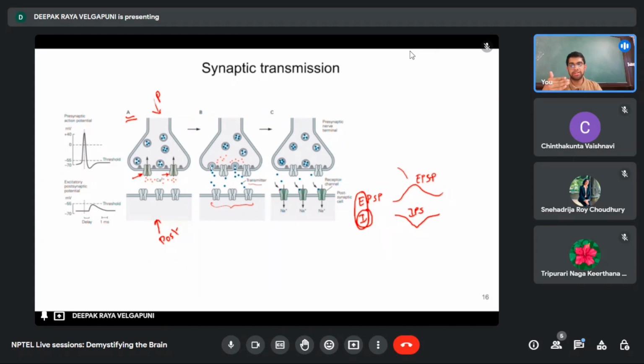So the action potential comes at the end of a neuron. Calcium ion channels open, calcium gets in, which creates an environment where the synaptic vesicles containing the neurotransmitters are able to combine with the membrane and release the neurotransmitter. And depending on what type of neurotransmitter and what type of ligand gated channel it is, the EPSPs or IPSPs are generated. So, understood the synaptic transmission?